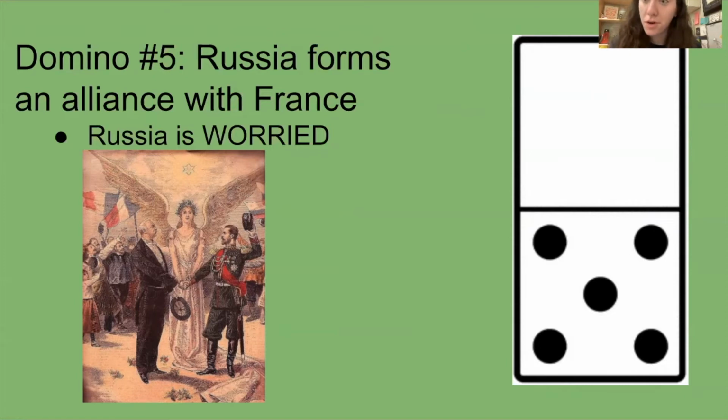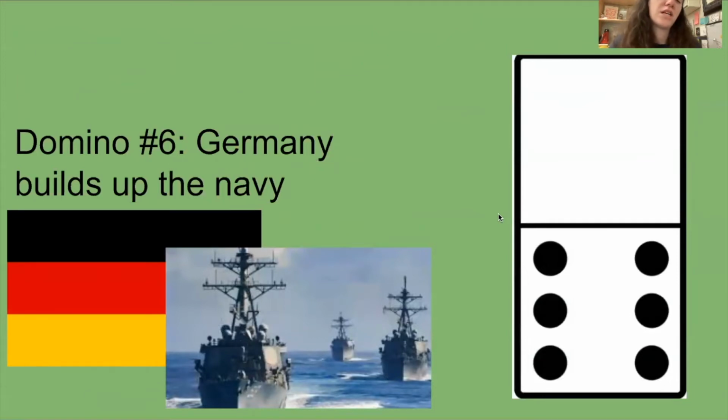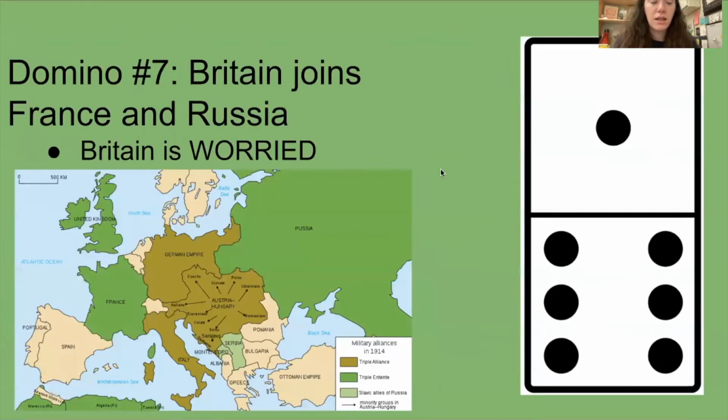Nobody wants to go to war for obvious reasons, right? It kills people and it costs a lot of money. Emphasis on the killing people. So people are worried when they start to make these alliances. It's getting pretty serious pretty fast. Then we have domino number 6. Germany is building up their navy. They're getting ready for war, making it very obvious by building up their ships, warships, navy. Then we see domino number 7, which is Britain joining France and Russia.